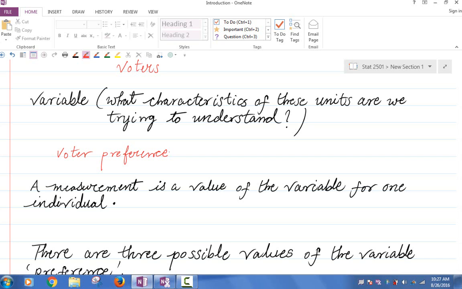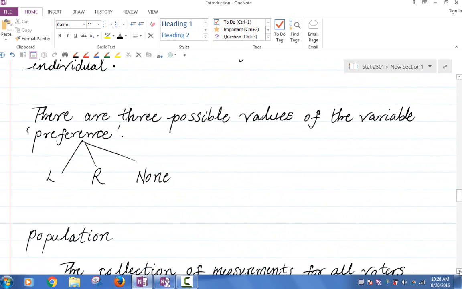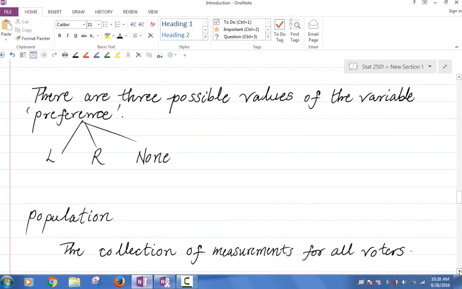So what are the possible values of our variable? L, R, or none, right? Okay. So there are three possible values of the variable preference, and they are L, R, and none. By not having the third option in reality, it's basically saying that, well, you better pick one of us.